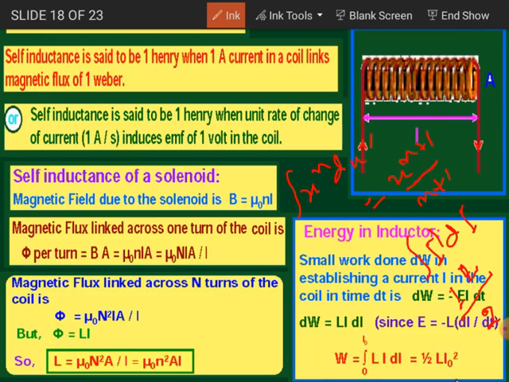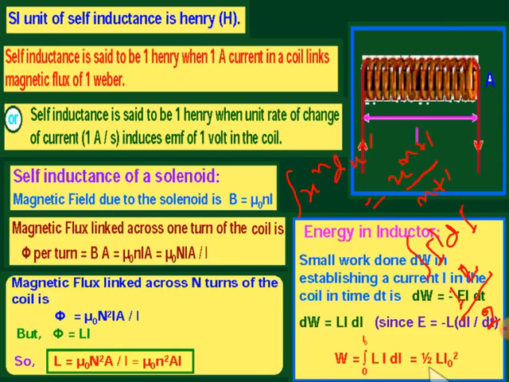Got it? And if you replace this variable I by the upper limit I naught, then you will get this. In the next term, what will it be? If you replace it by the lower limit 0 here, then 0 square will be 0, 0 divided by 2 will be again 0, so no need of putting that one. So the total work done, which will be stored in the form of magnetic energy, it will be equal to this. W is equal to what? Half Li naught square. Got it?